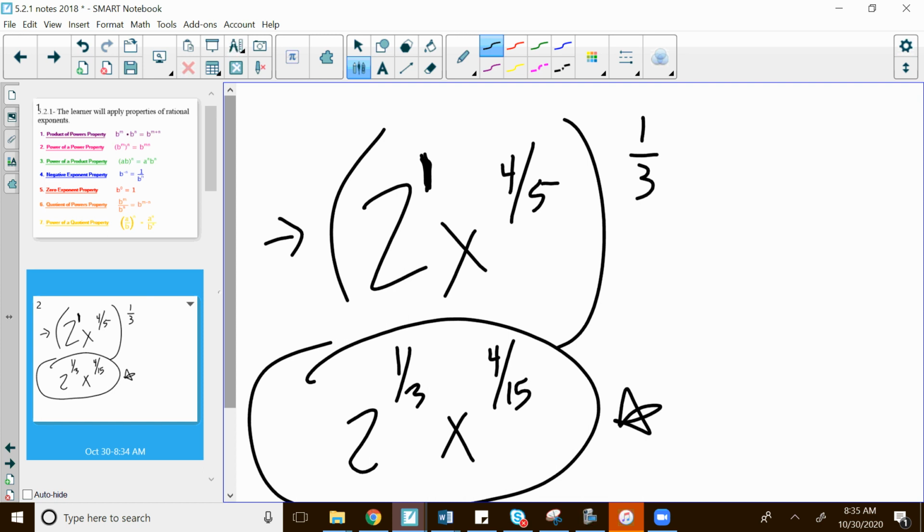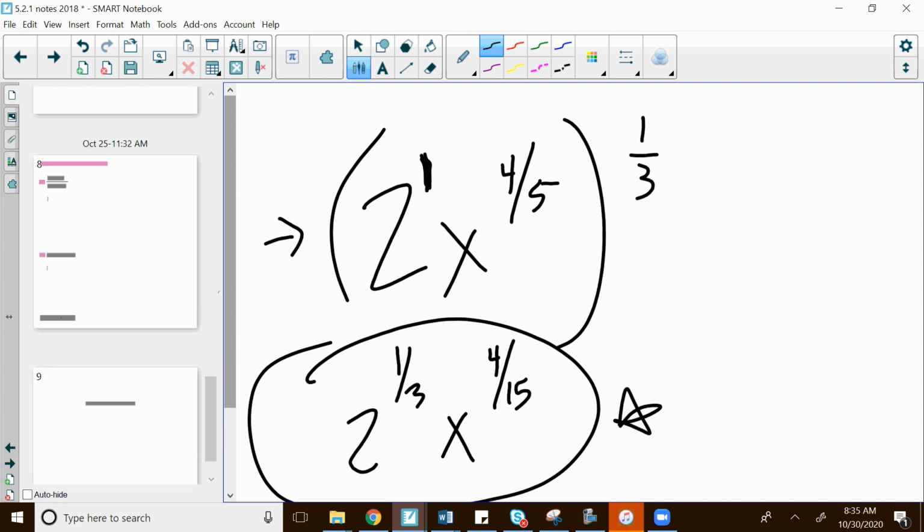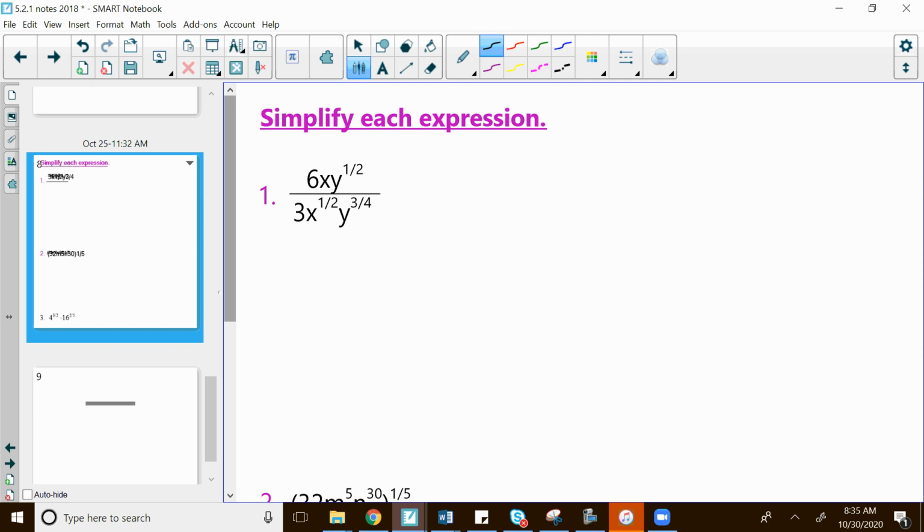Let's do a couple that would combine some things together. So let's talk about number 1 here. Go ahead and pause this video and write it down. The first thing we're going to notice is the 6 and the 3. That's the same as, again back to 5th grade, 6 divided by 3 is 2. So it's 2 over 1.